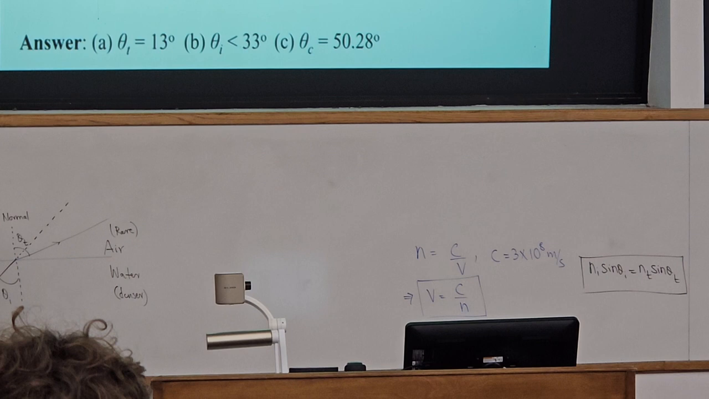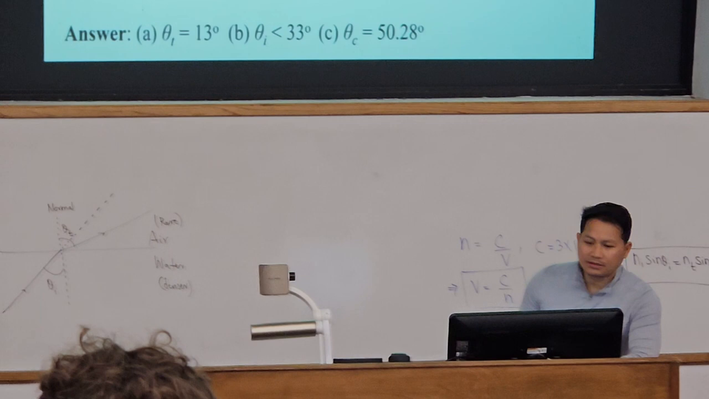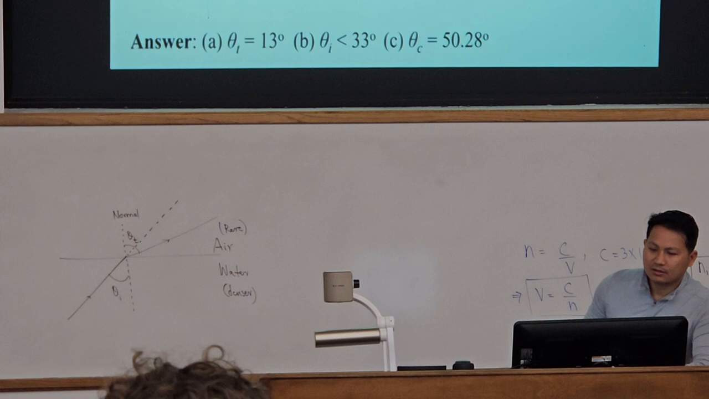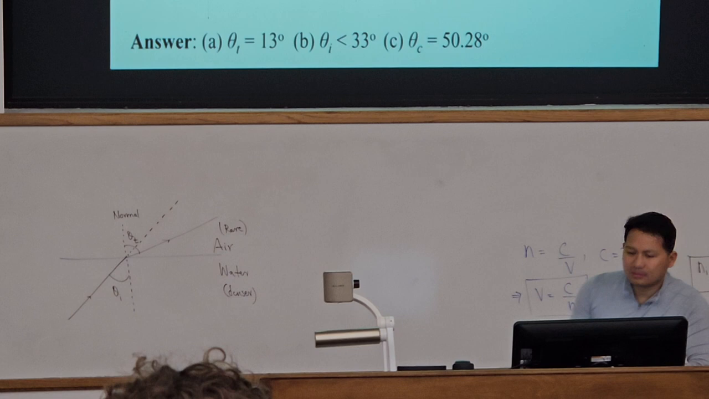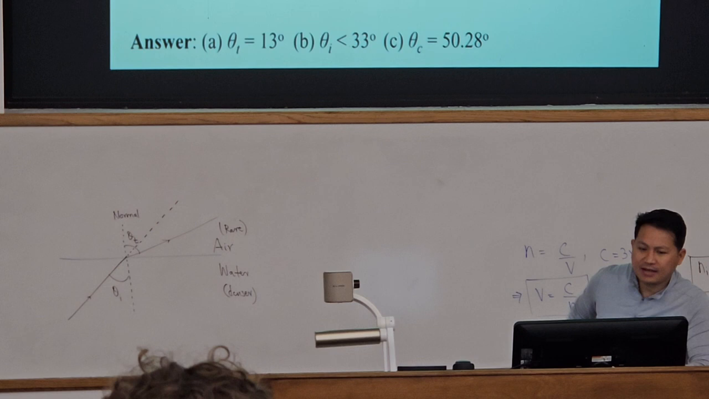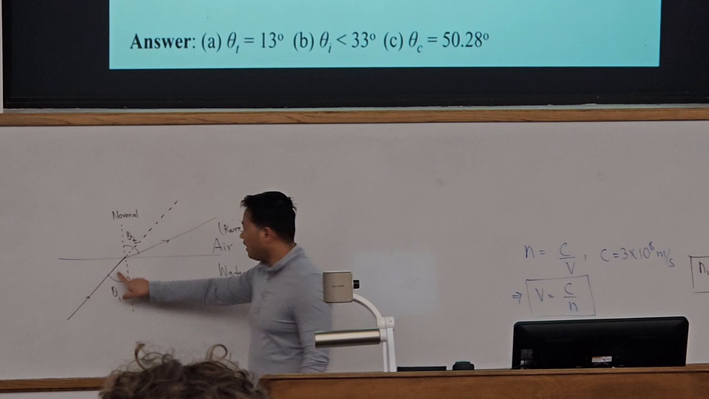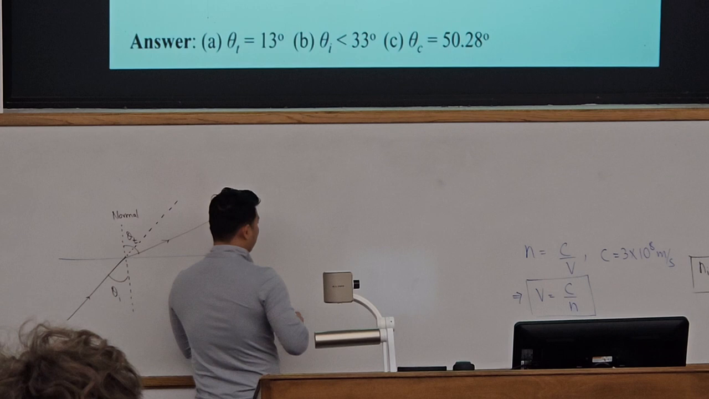Over here, a ray of light incident in the water strikes the surface. Assuming that the water surface is flat and separates the water from the air, whenever light hits the interface, it hits at an angle of 10 degrees with the normal. So we are given the theta I value, which is equal to 10 degrees.